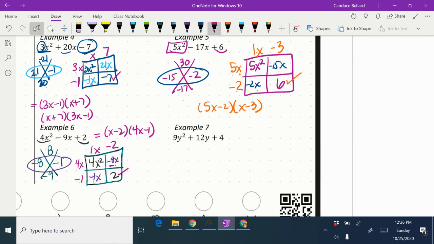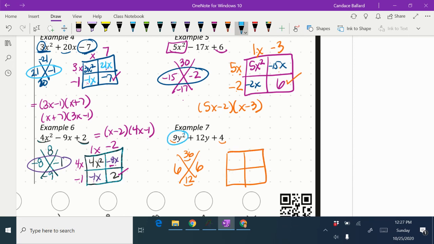And then another one here, let's try this again. So I've got a trinomial. I know I'm going to use my magic x. So I'm going to multiply 9 times 4, which is 36. And I'm going to put a 12 in the bottom. Two numbers that multiply to 36 and add to 12 would be 6 and 6. Again, I have a leading coefficient, so I have to get out my box. The top left-hand corner is the 9y squared. The bottom right-hand corner is the 4.